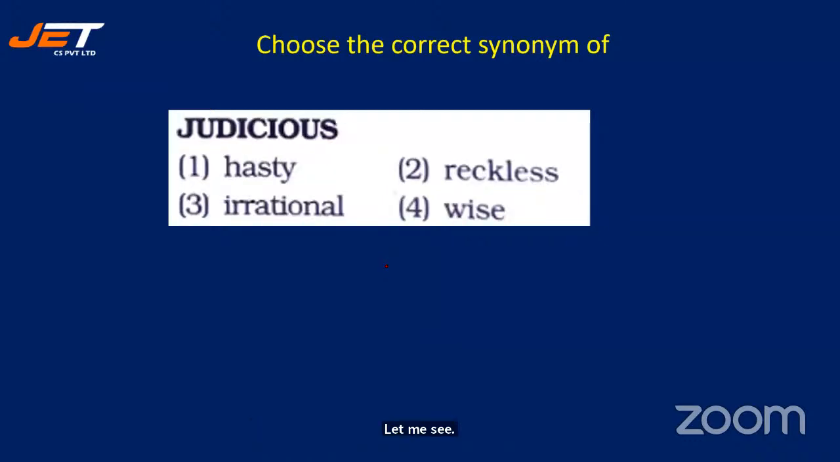Okay. See the next question. Judicious. Is it hasty? Is it reckless? Is it wise or is it irrational? Give me your answers very quickly. You need to give me the synonym of this. Let's see. Teja says 2. Raki says 3. Okay. Yes, the answer is 4. It's judicious decision. It's a wise decision, isn't it?